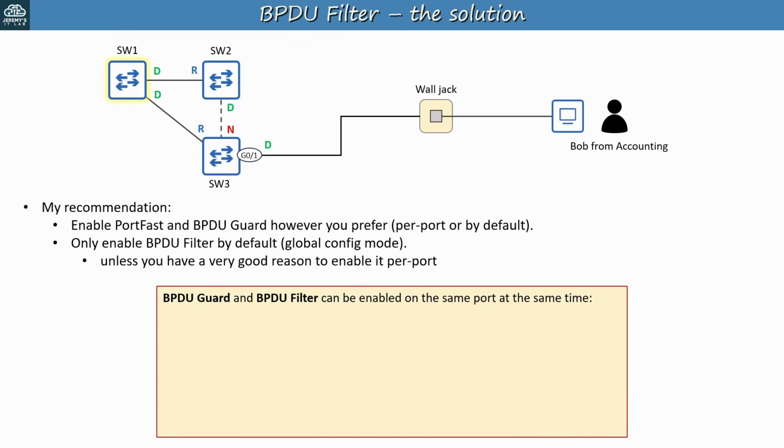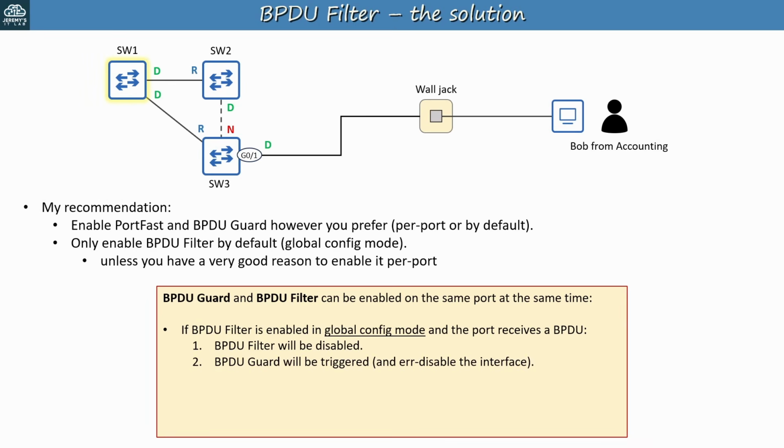Okay, one final note about BPDU Guard and BPDU Filter. They can be enabled on the same port at the same time, but the end result depends on how you configured BPDU Filter. If BPDU Filter is enabled in global config mode, so it's enabled by default, and the port receives a BPDU, BPDU Filter will be disabled, and BPDU Guard will be triggered, meaning it will ErrDisable the interface.